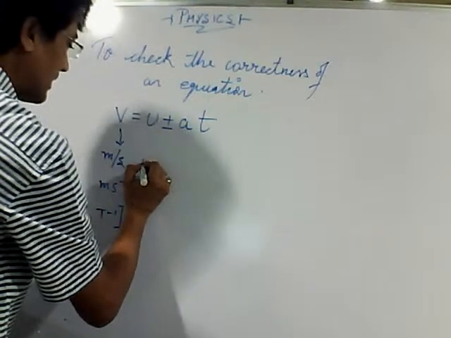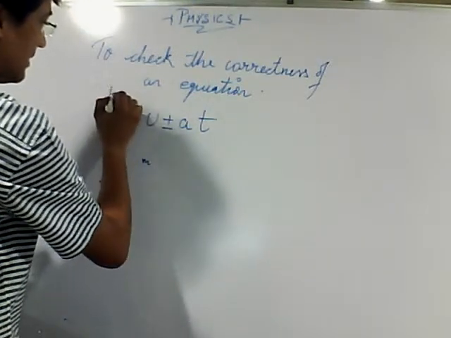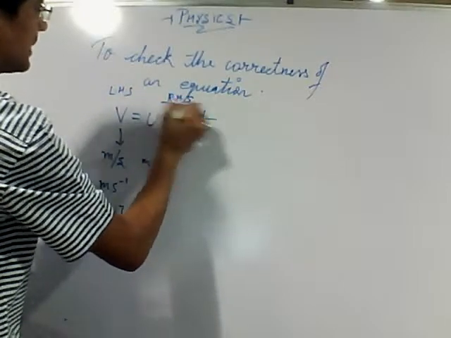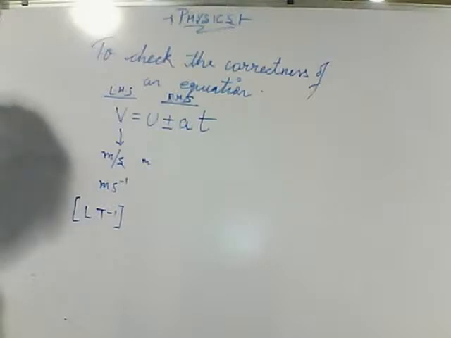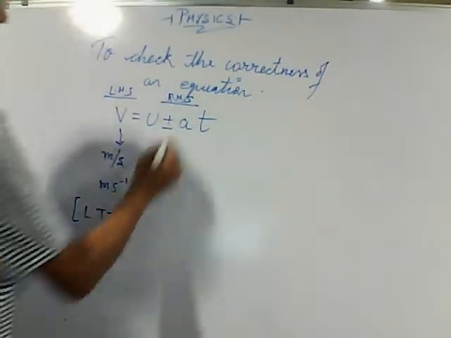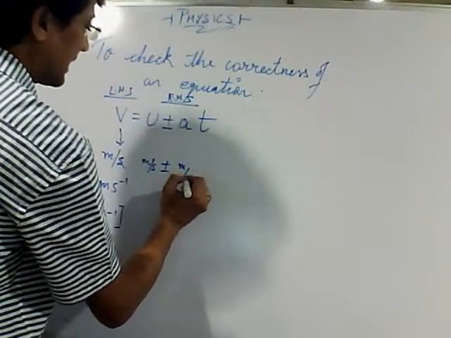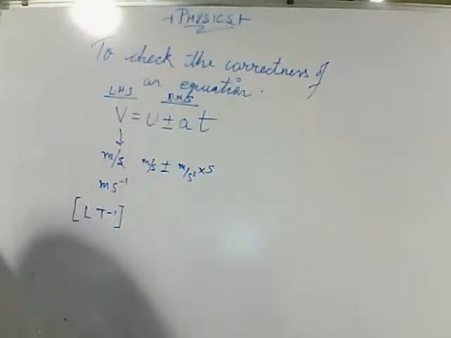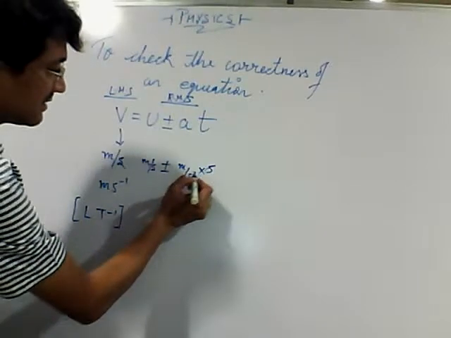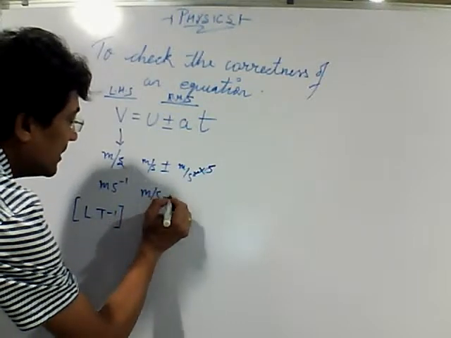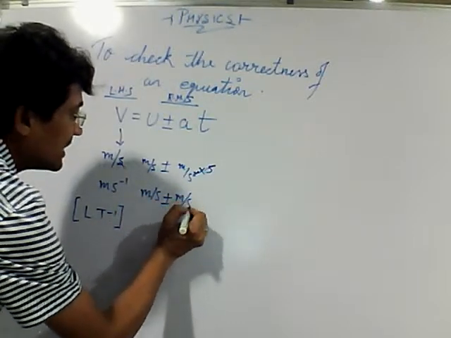For initial velocity, I have LHS and RHS. So for RHS, it would be meters per second plus minus acceleration in meters per second square multiplied by T seconds. The seconds and one second get cancelled, so I am left with meters per second plus minus meters per second.